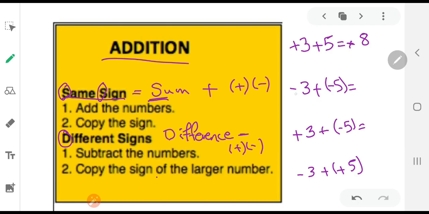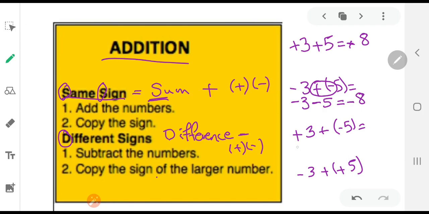Now over here, I have -3 plus -5. Now, this will change into a -3 plus and minus. When they're together, they will be changed into a -5. Now, what do I have here? -3 and -5. It's the same sign, so I add the numbers. It's an 8. What is the same sign? It's the minus. I write a minus.